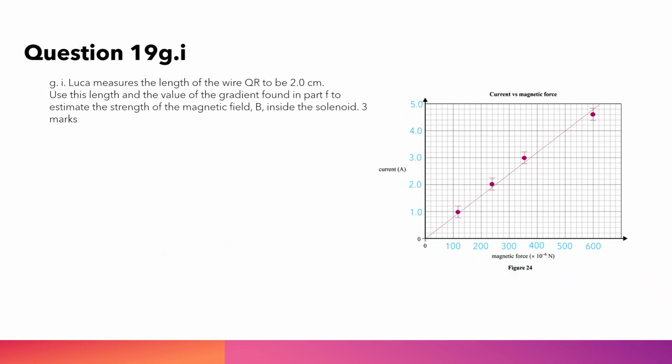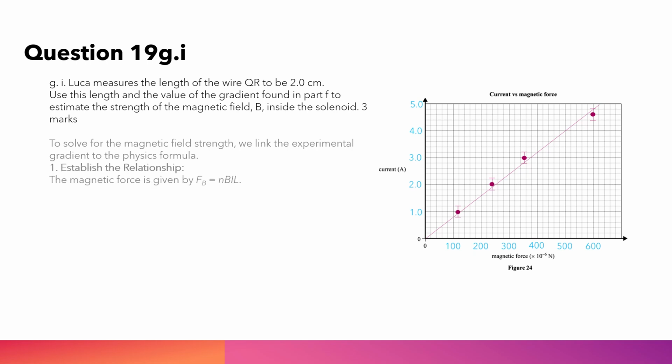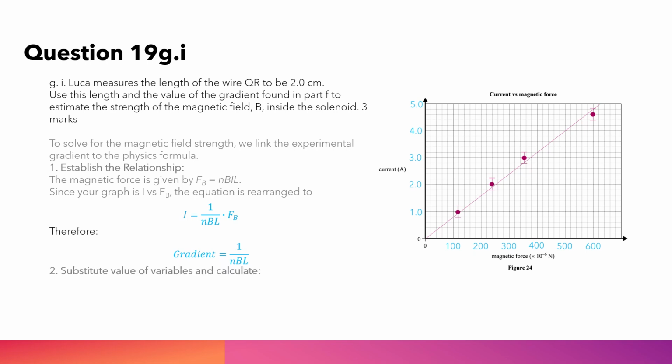To solve for the magnetic field strength, we link the experimental gradient to the physics formula. Point 1. Establish the relationship. The magnetic force is given by Fb equals NBIL. Since your graph is I vs Fb, the equation is rearranged to I equals 1 over NBL times Fb. Therefore, gradient equals 1 over NBL. 2. Substitute value of variables and calculate.